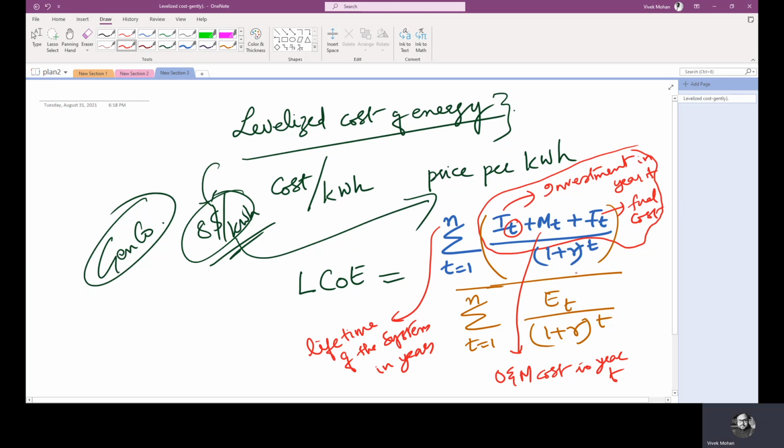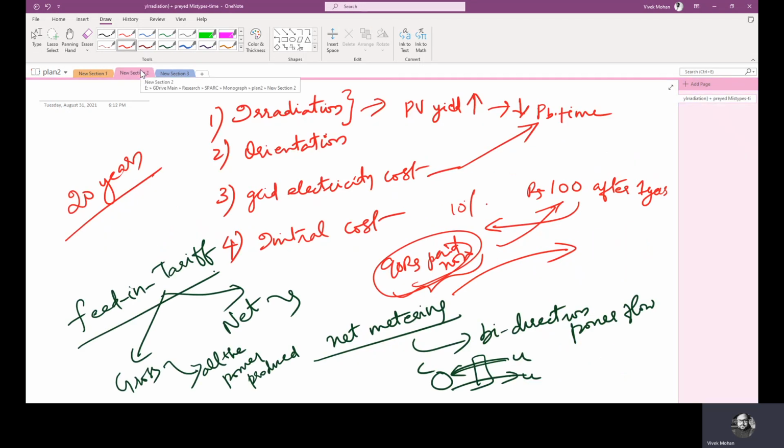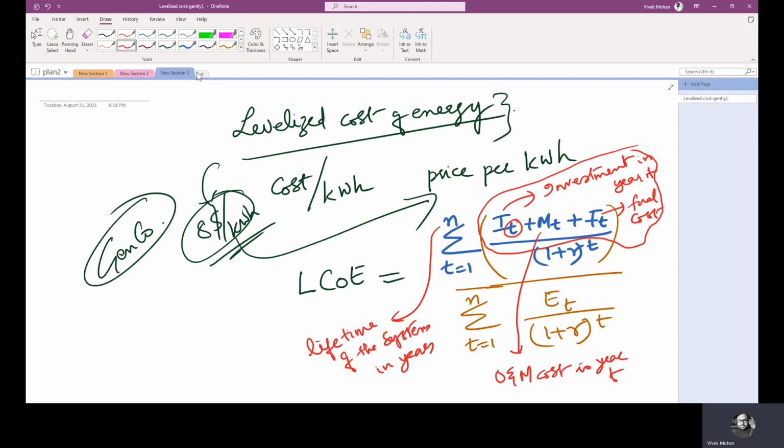The R is the discount rate. That means the factor used to discount the future cost and translate them into the present value, as I already told you about this 100 rupees and 90 rupees example. Based on the time value of money, we have to translate future costs into present costs. So for that we take this R.